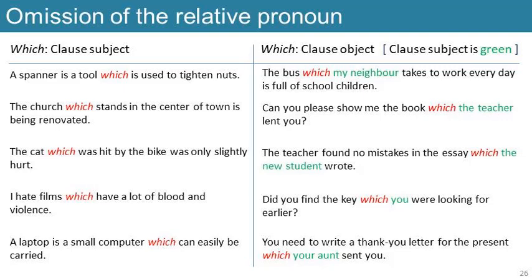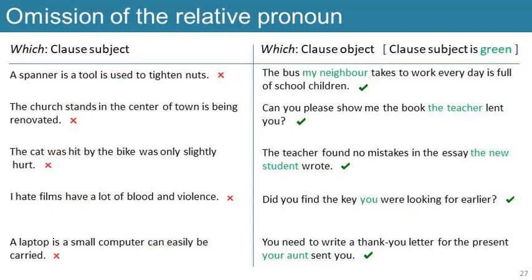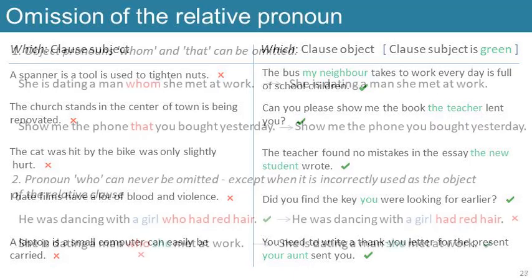In the sentences on the left, the relative pronoun which functions as the subject of the clause. In the sentences on the right, which functions as the clause object, with the subject shown in green. The simple omission rule is, if the pronoun is the object of the relative clause, it can be omitted. If the pronoun is the subject of the relative clause, it cannot be omitted. So all of the sentences on the right are grammatical, and all of those on the left are not.